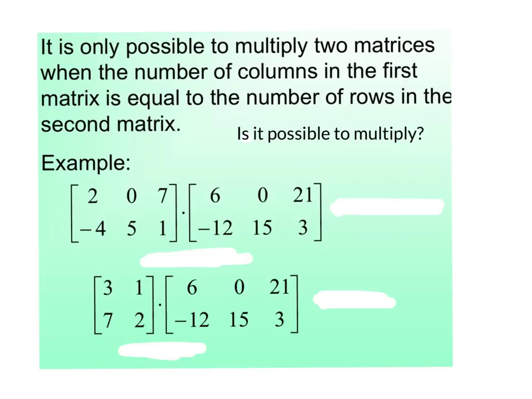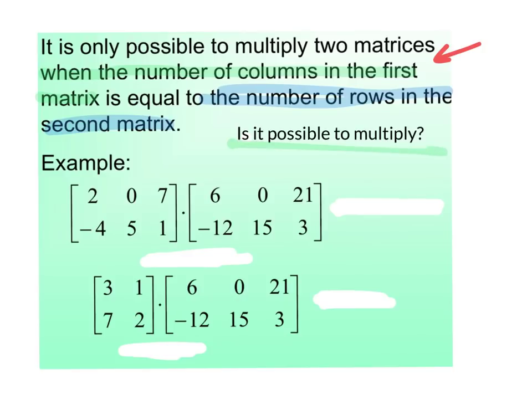Finally, I would like to discuss with you the rule for multiplying 2 matrices together. And the rule is, it's only possible to multiply 2 matrices when the number of columns of the first matrix has to be the same as the number of rows in the second matrix. So I want you to copy this rule and have it on your assignment. I'm not going to show you how you multiply matrices together. That's going to be in a future lesson.